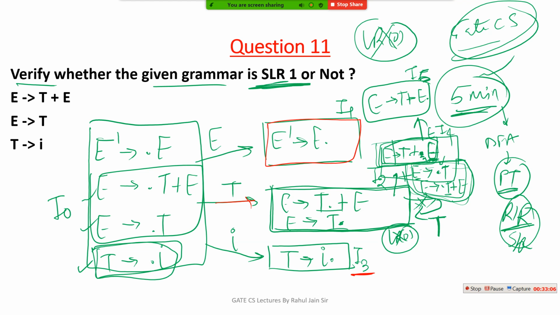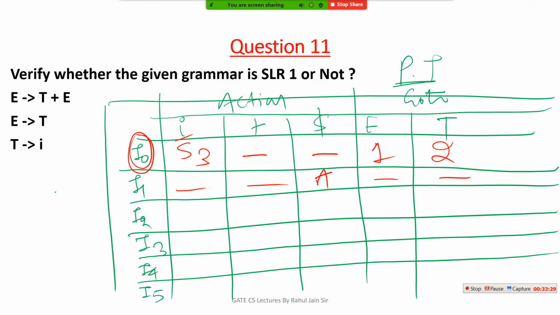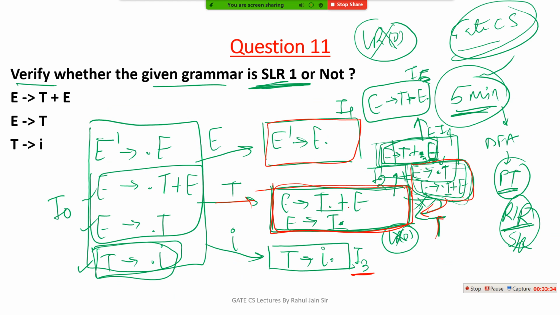These two equations are reduced in this T. This T is reduced completely in I2, so don't worry about that. Now I2 is shifted. I2 first is shifted to I4 on the plus operator, because on plus operator I have shifted it to the I4 equation.